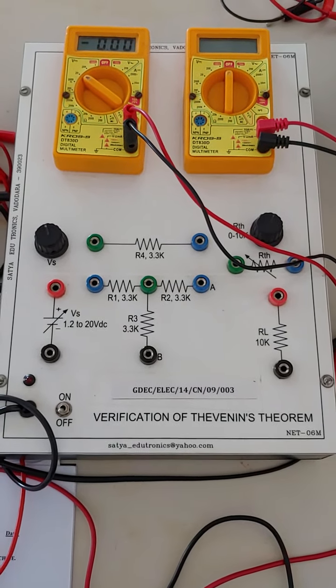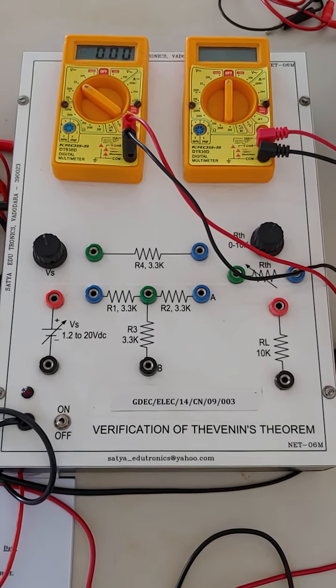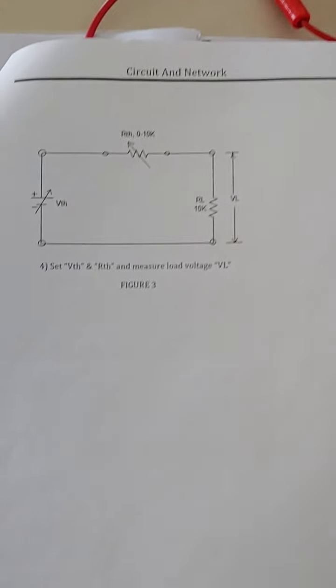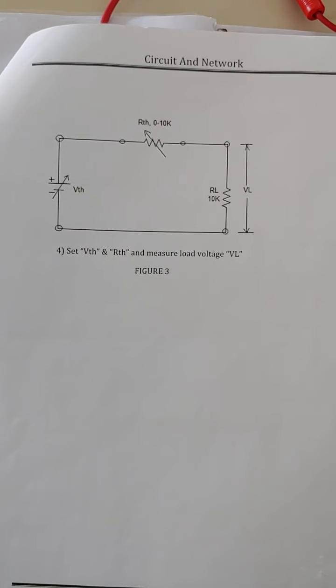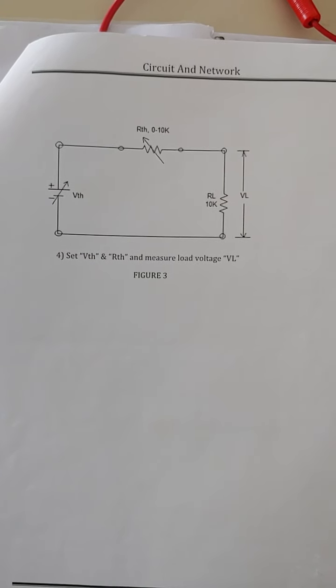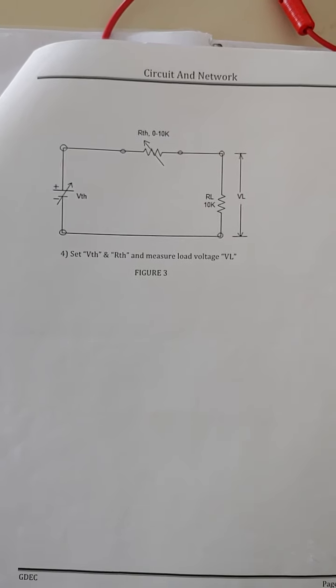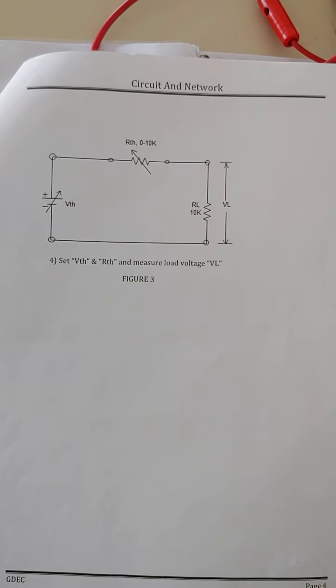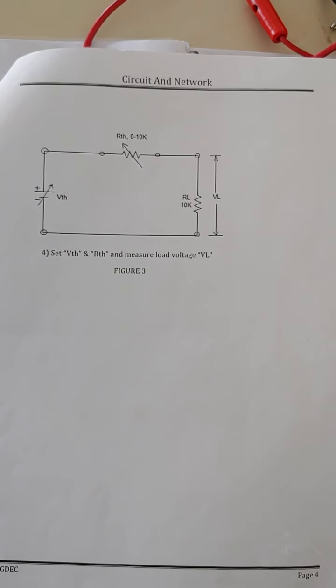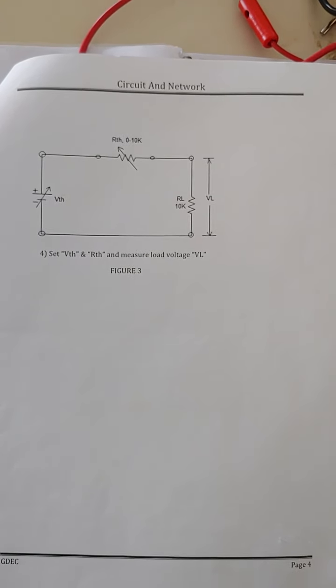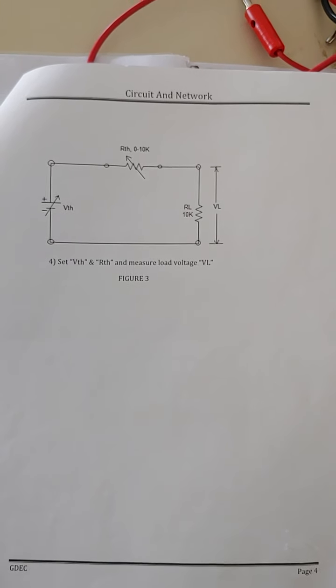After the reduction, your circuit will look like this: one voltage source VTH, RTH, and the equivalent load resistance RL. After all the calculations you can make the circuit like this. We will start performing this step by step.